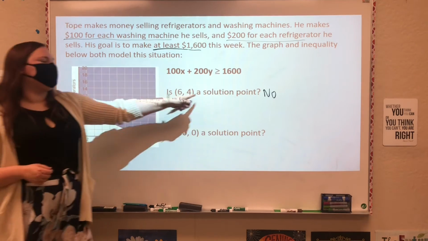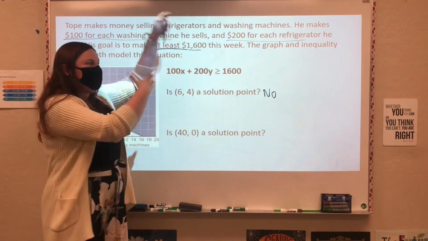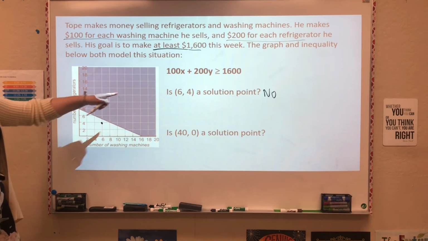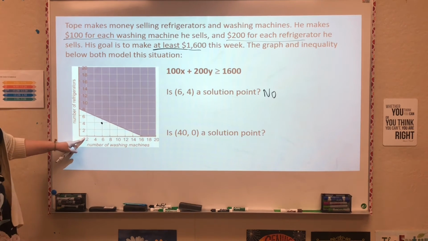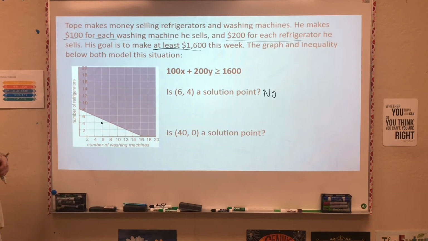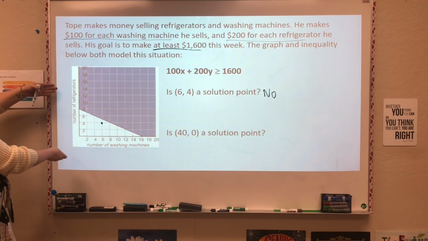Mm-hmm. And when we're saying it's not a solution point, what does that mean in this situation? It means he did not reach his goal. Yep. So just putting words to the math. One way we can do that is with the graph. Something like this. Is the point (40,0) a solution point? Can we use the graph?